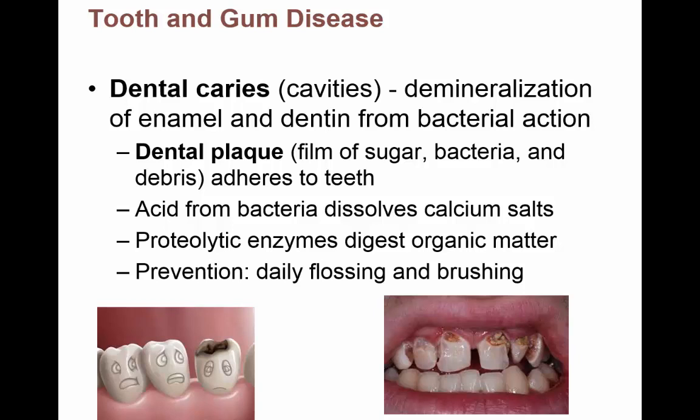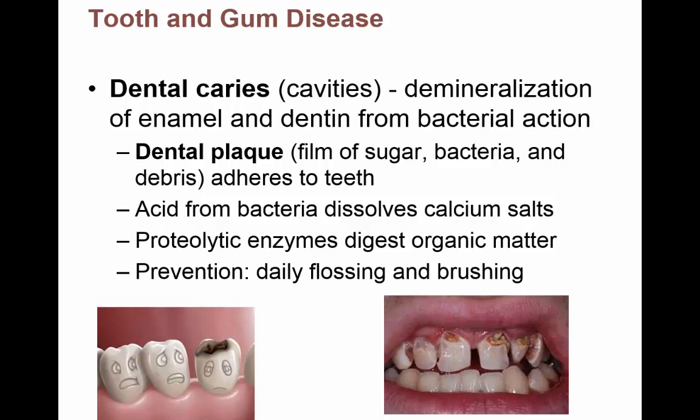Now, how this actually happens, and I lost my pointer. Dental plaque. This is the film of sugar, bacteria, and debris that adheres to teeth shortly after you eat. You've probably all had it at some point. You've eaten something, all of a sudden you're like, my teeth feel a little furry. That little furry stuff that covers your teeth, that's your dental plaque. Now, that's usually the first indication that you probably should go brush your teeth. And again, the more sugary something is, the more furry your teeth are going to feel. That is your dental plaque.